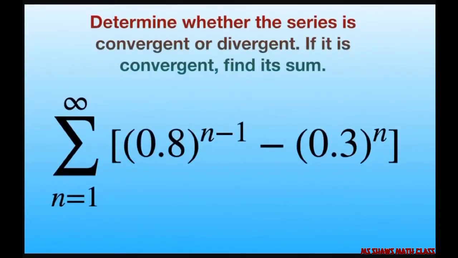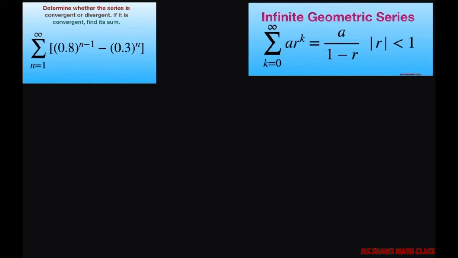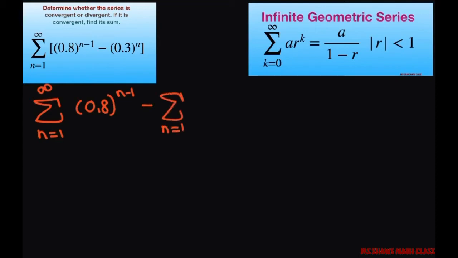Everyone, we're going to determine whether the series is convergent or divergent. If it is convergent, we're going to find the sum. So let's go ahead and split this up and write this as the sum from n equals 1 to infinity of 0.8 to the power of n minus 1, minus the sum from n equals 1 to infinity of 0.3 to the nth power.